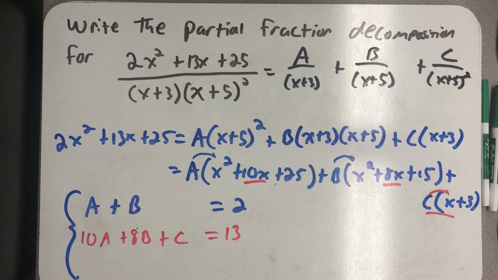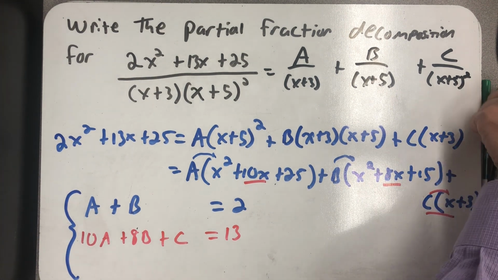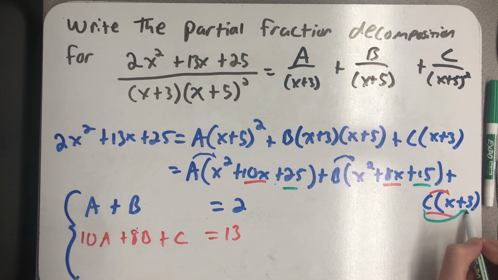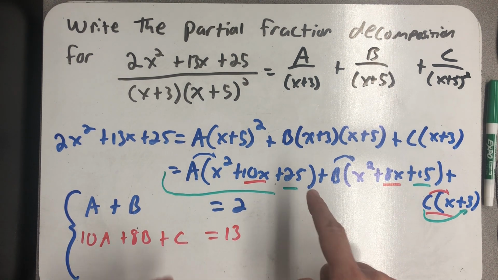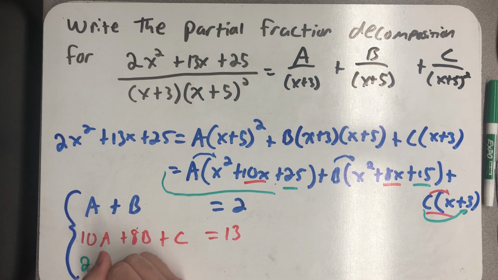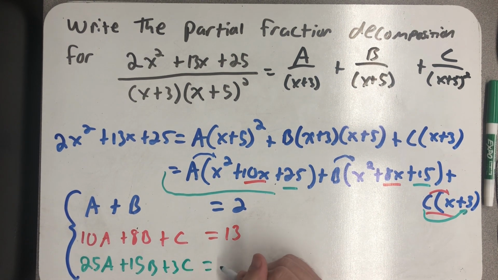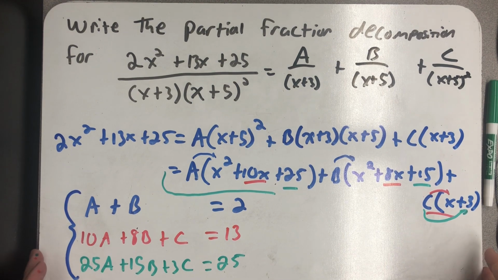And now I just need to think about the constant terms. And here I need to think about distributing again. So I would end up with 25a plus 15b plus 3c. And that has to be equal to 25. And so now I have a system of linear equations on 3 variables to solve. So I'm going to rewrite that system on the next board.